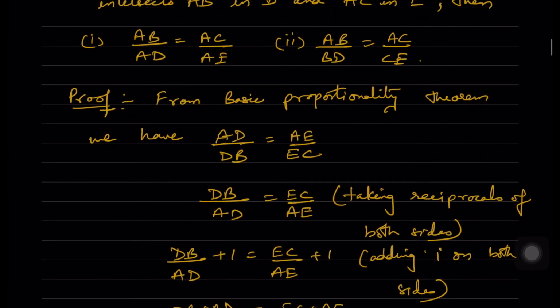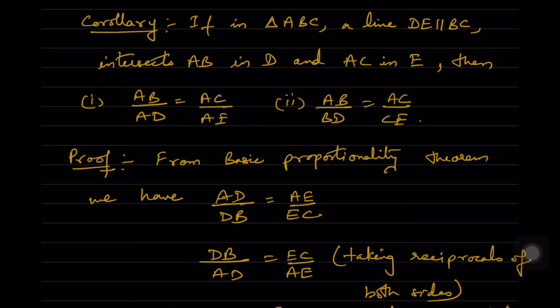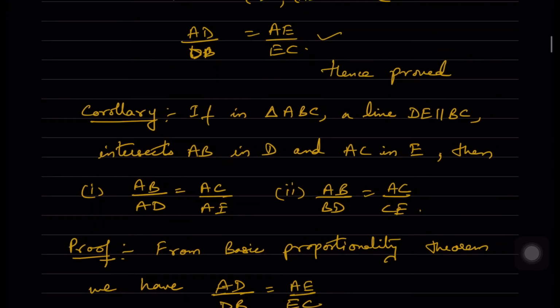How do we prove this? This is very easy. Depending on what information is given, sometimes we can use the basic proportionality theorem directly, and sometimes we have to use the corollaries to solve the problems. So from the basic proportionality theorem, we have AD by DB is equal to AE by EC, as you can see in the final step where we wrote hence proved.